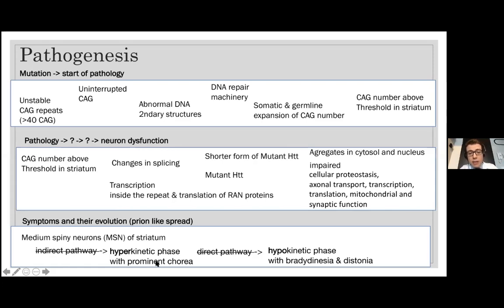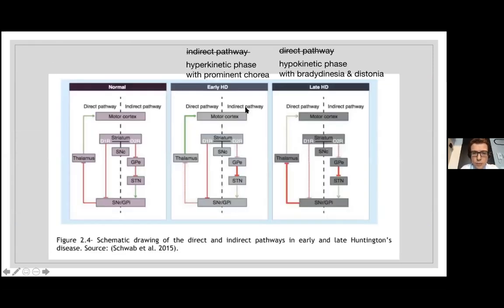Then there is a prion-like spread, and the direct pathway is also affected. And then we get a hypokinetic phase with bradykinesia and dystonia. And then it also spreads to other parts of the brain, leading to the other symptoms that we mentioned. So just to give you a picture, you see here how in early HD, we have an impairment of the indirect pathway, and that leads to a hyperkinetic output, while in late HD, when both pathways are affected, the output is a bit different. It's hypokinetic.